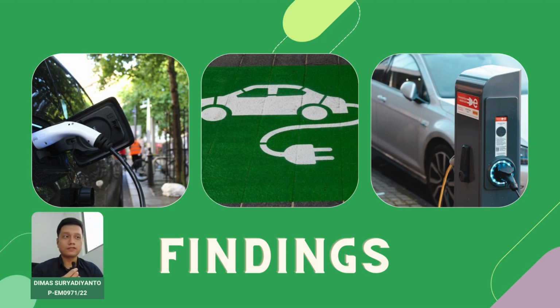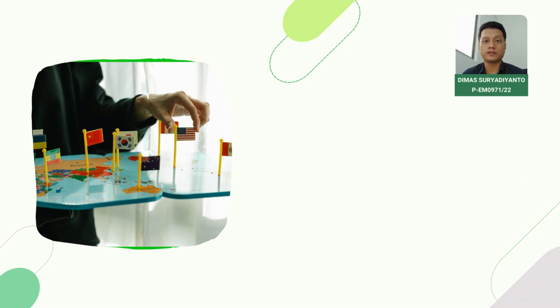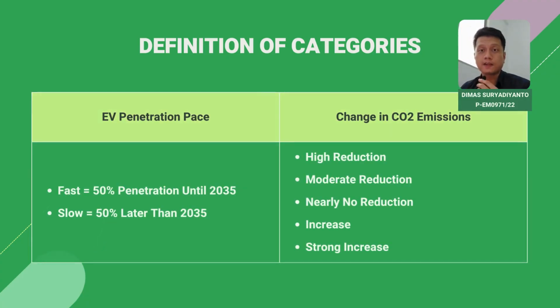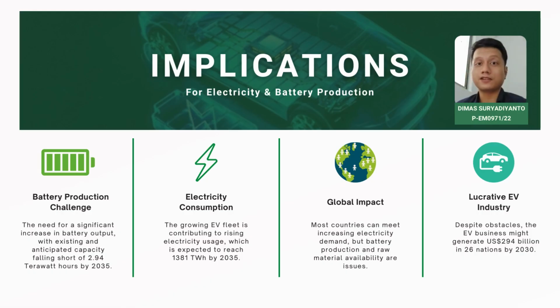Next are the findings of the research, which will be presented by me, Dimas Suryadiyanto. The 26 nations were divided into 6 categories based on their EV adoption rate and changes in CO2 emissions. This is the stage list for each category. These are the clusters and the list of countries that represent them. In general, there are 3 factors that divide them, which are government policies, charging infrastructure availability, and the type of energy usage. Next is the implication part.